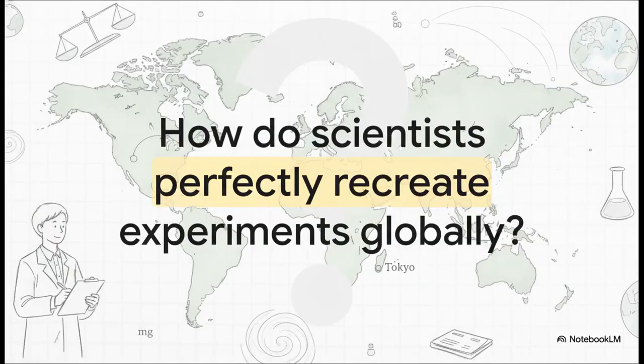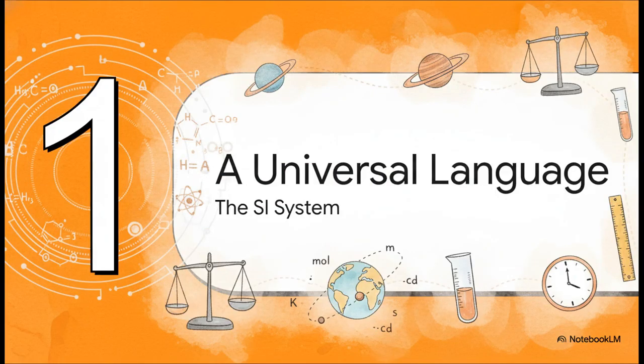So let me ask you this. How can a scientist in Tokyo look at some notes from a lab in Toronto, literally halfway across the globe, and recreate an experiment so perfectly it's like they were in the same room? It sounds simple, but when you think about it, that's a pretty incredible feat. Well, the answer is they're speaking the same language, not English or Japanese, but a universal language of numbers.